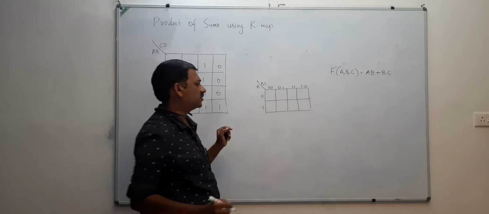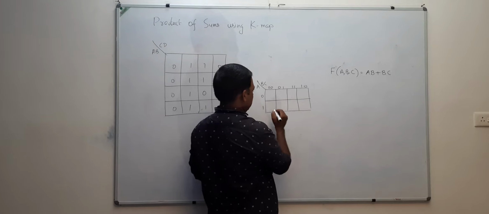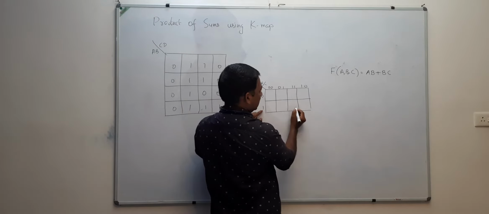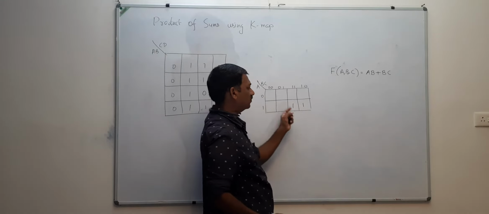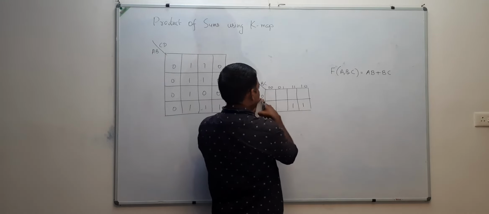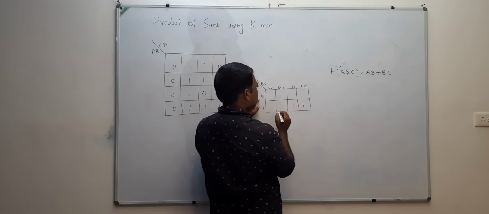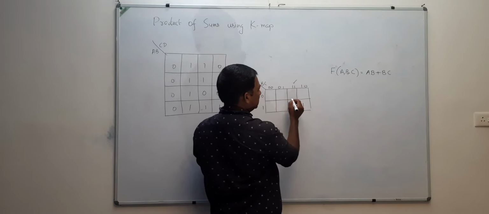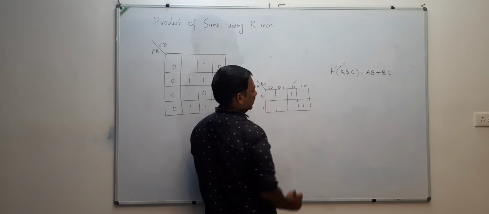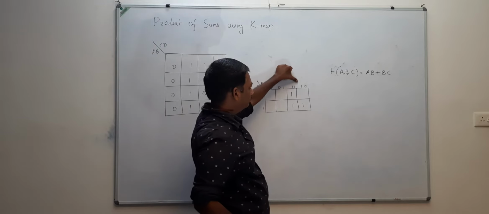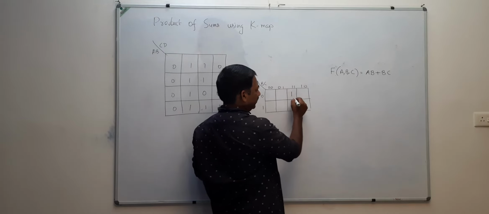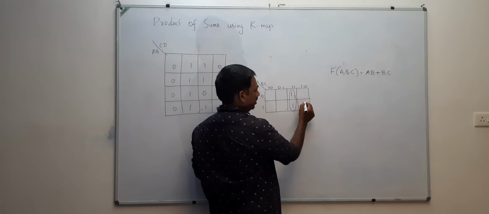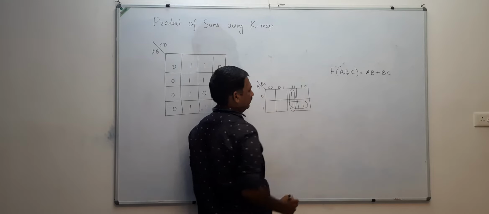AB plus BC means here AB. That means A remains the same and B also remains the same, so these two are ones. And BC means B and C remain the same, and A has changed. Now these two collectively form BC and these two collectively form AB.